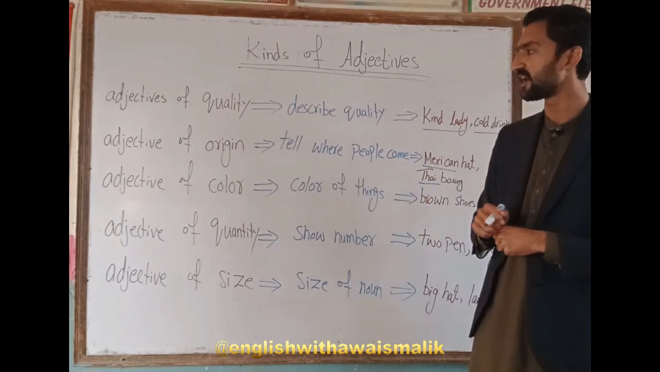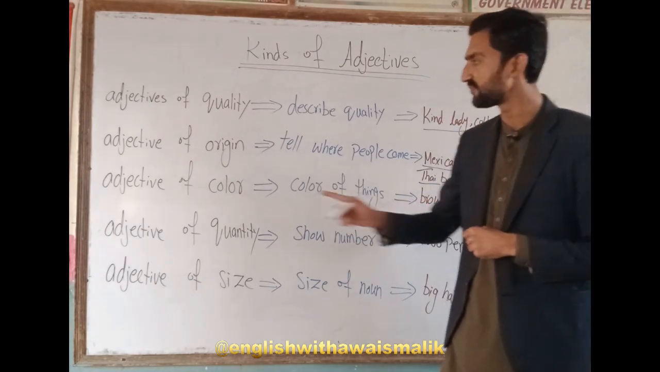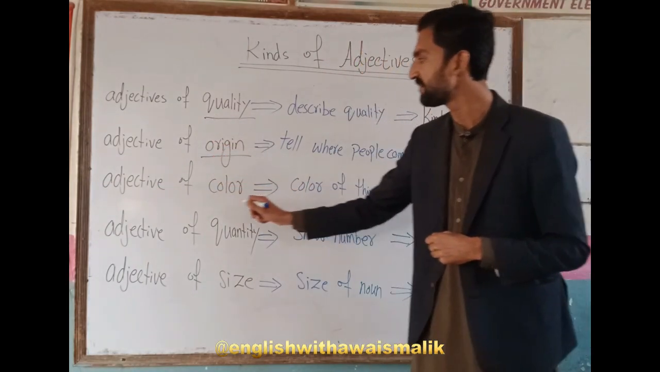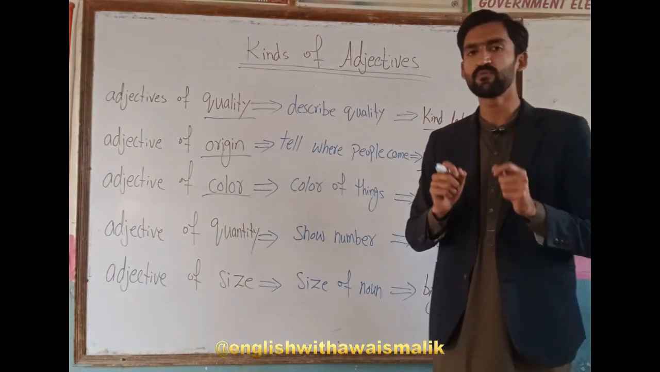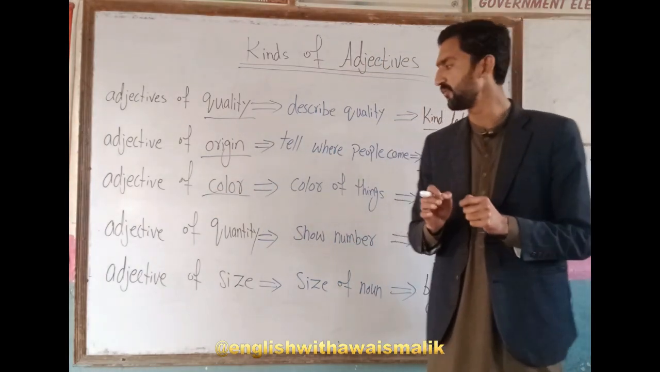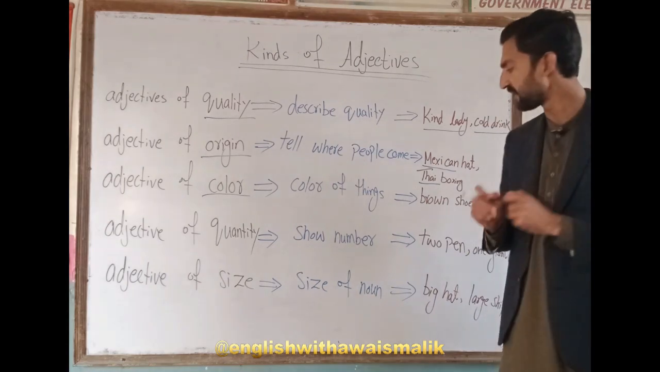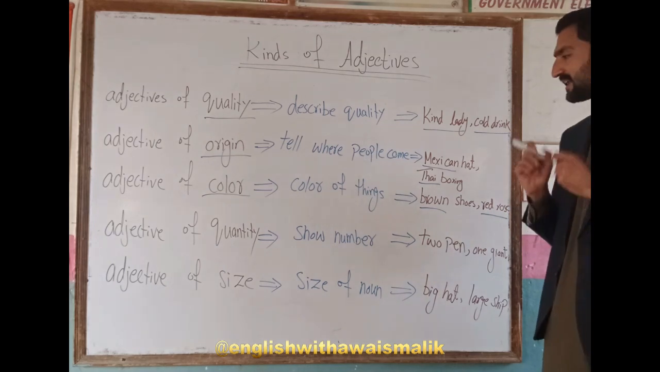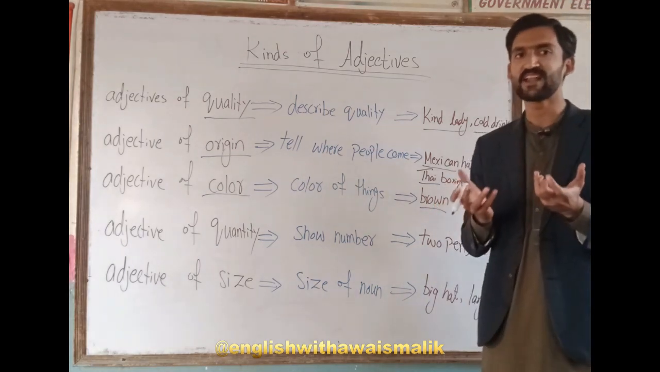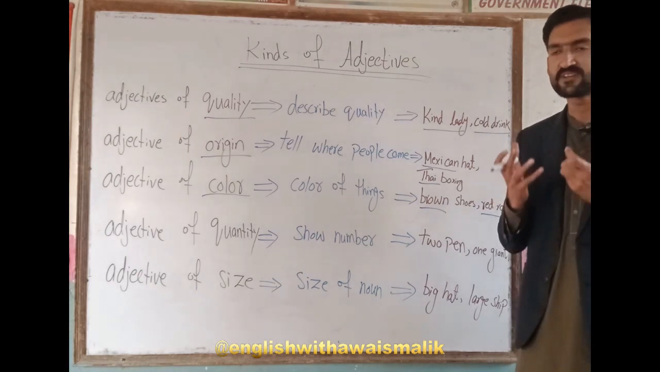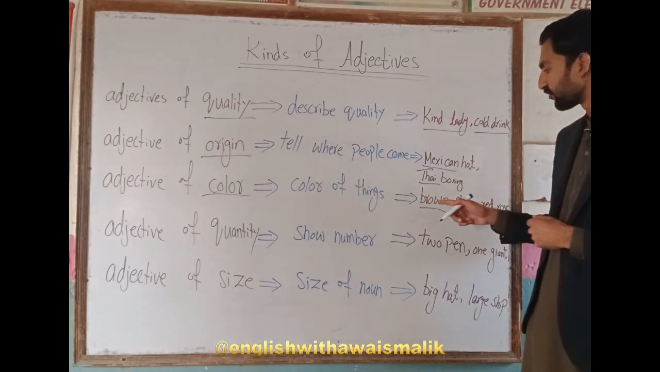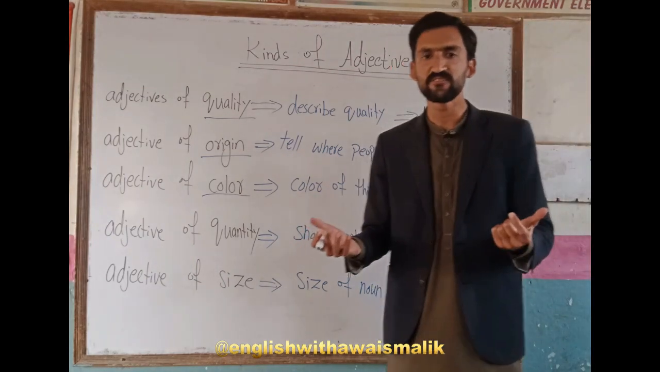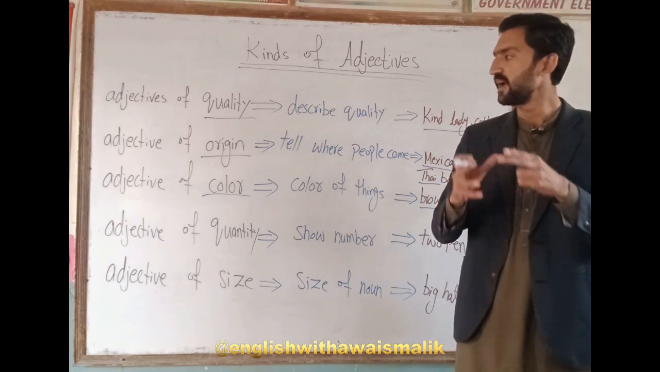Further, we have another type of adjective: adjectives of colors. First we have quality, then origin, after that colors. Those words which describe the colors of a noun are considered adjectives. Here we have brown shoes and red rose. The color of a rose is red, so the word red is an adjective. Also black shoes, white coat, white dress. These are a few coloring adjectives.